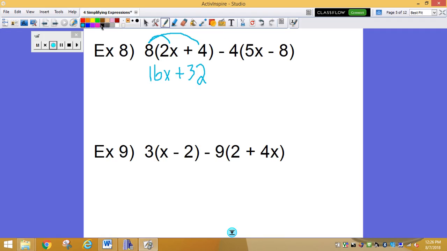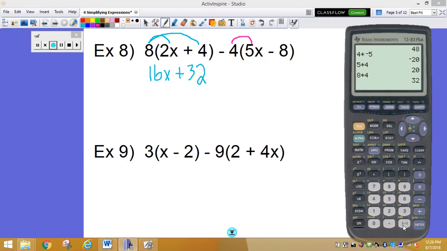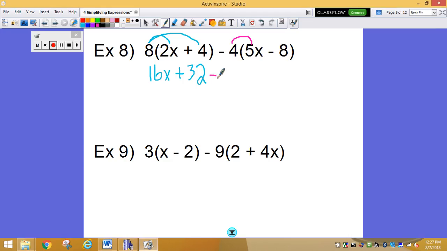All right, now this part is a little bit tricky. I'm going to treat this as a negative 4. Same thing, I'm going to treat this as a negative 8. So let's multiply. Negative 4 times 5 gives me a negative 20. If it's a negative, we're going to put a minus 20. And because that 5 had an x, that 20 will also have an x.